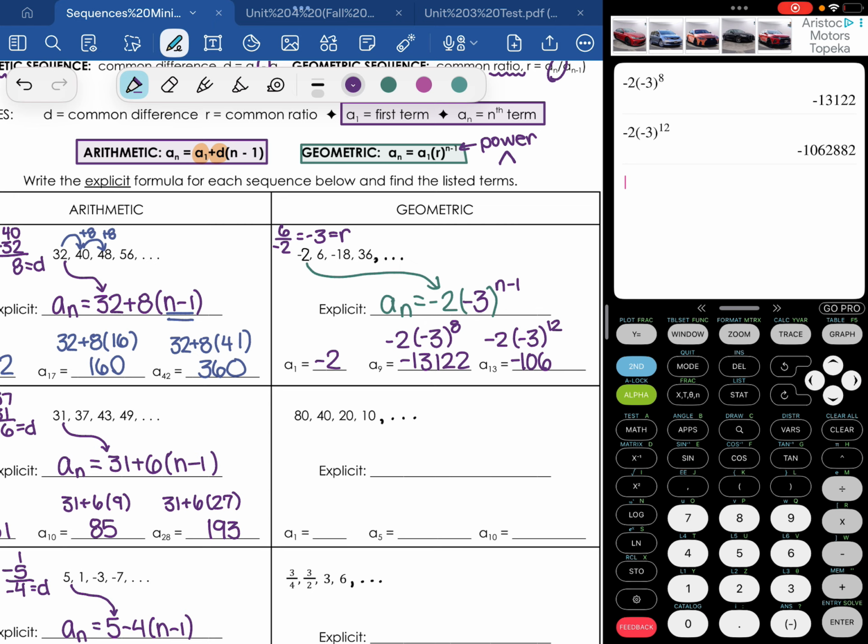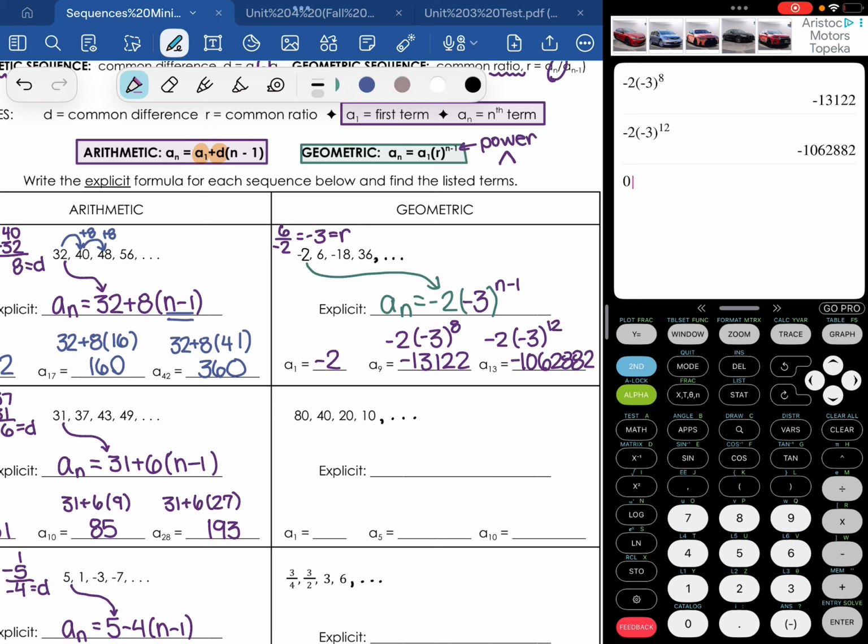And yeah, I know that second one's a little insane. It's, let's see, -1,062,882. It's a lot of numbers because guess what? When you multiply it by 3, numbers get really big really fast. So expect some of these geometric ones to look a little nutty. They're going to be a little uncomfortable for some of us because they get kind of big.